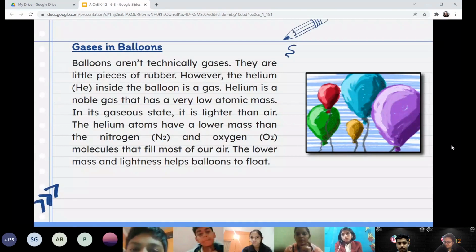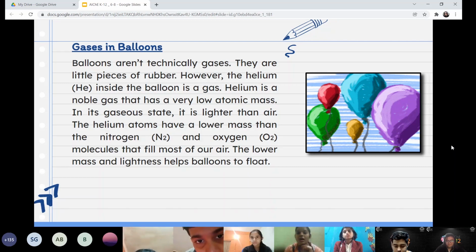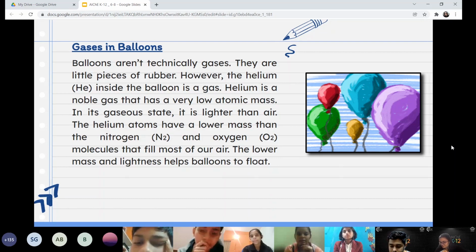Okay, so the next state is gas, and the gases in balloons. Balloons are technically gases because they comprise gases. They are little pieces of rubber. However, the helium gas inside the balloon is a gas. Helium is a noble or inert gas that has a very low atomic mass, that you know, that is 4 u, and in its gaseous state, it is lighter than air.